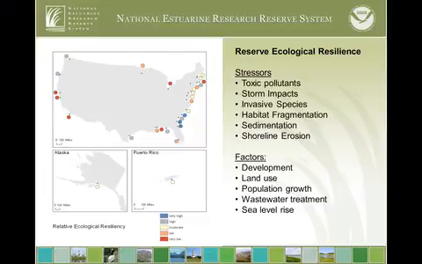Associated with eutrophication. You'll see that in the southeastern portion of the United States, the reserves seem to be in the best shape as far as ecological resiliency goes. And so those are the general patterns.